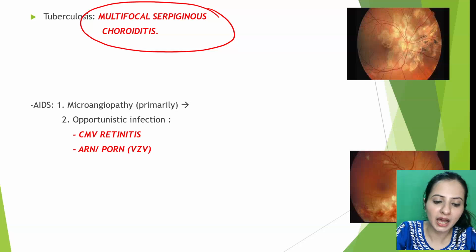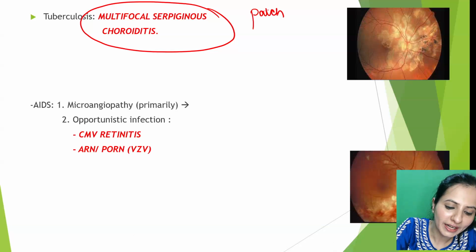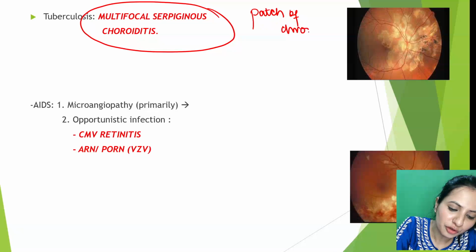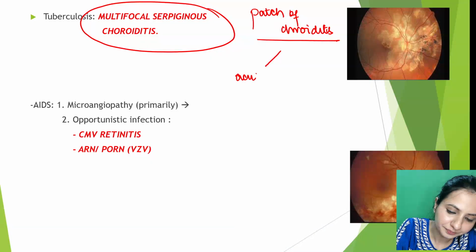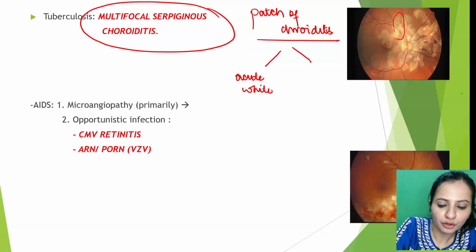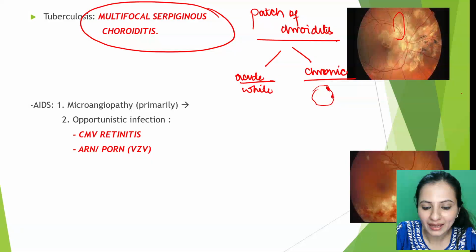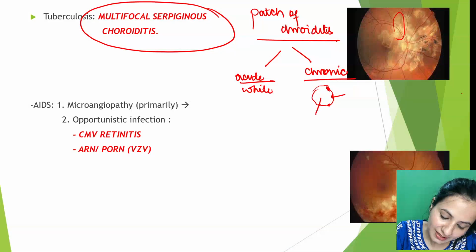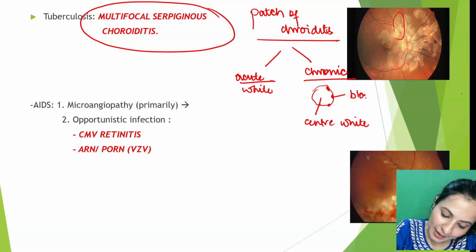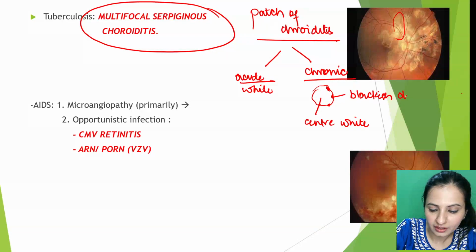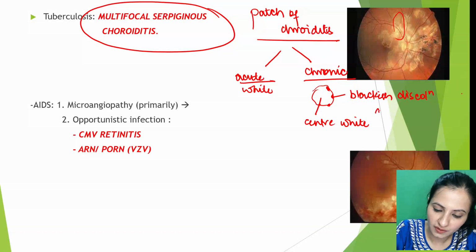If you ask me how does a patch of choroiditis look, in the acute stage it looks white, just like this. And in the chronic stage, along with the central white, in the periphery there is blackish discoloration. Okay, center would be white and there is blackish discoloration in the periphery.